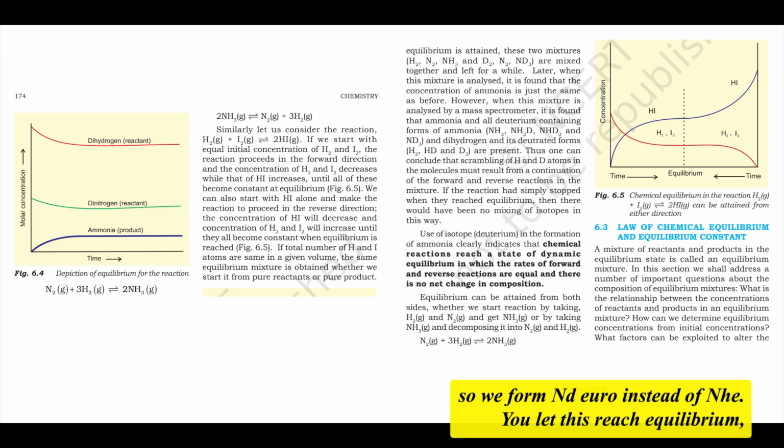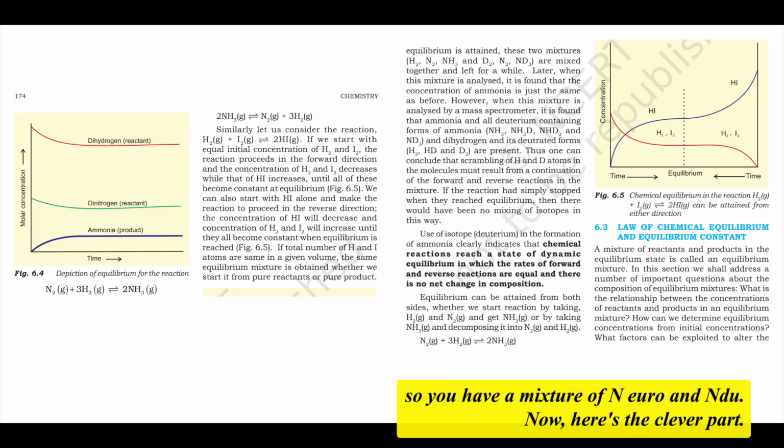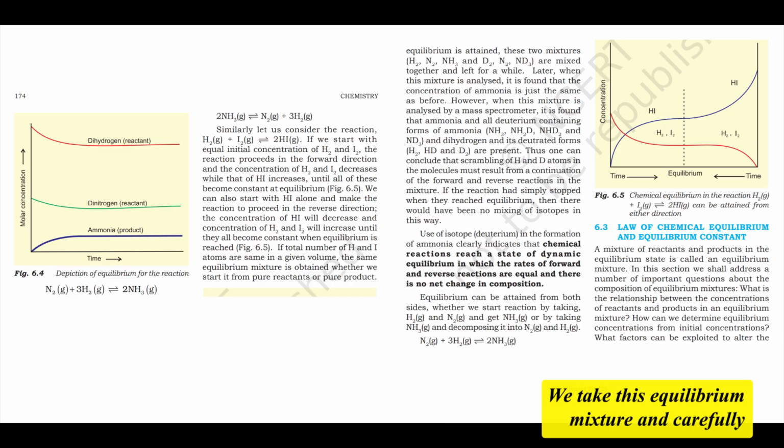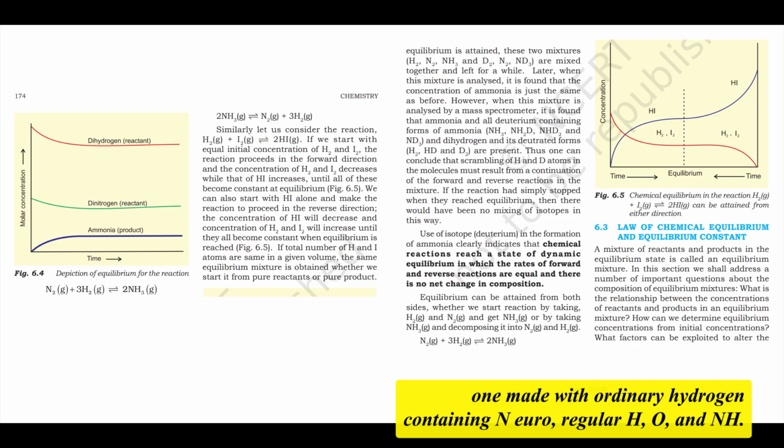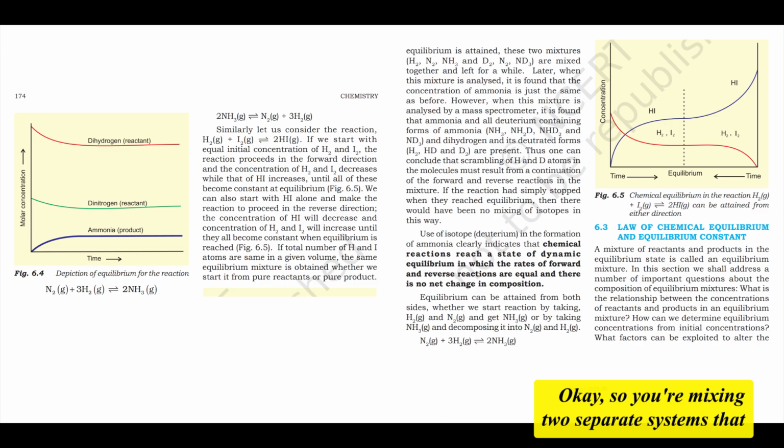You let this reach equilibrium, so you have a mixture of N2 and ND3. Now, here's the clever part. We take this equilibrium mixture and carefully combine it with a different equilibrium mixture, one made with ordinary hydrogen containing N2, regular H2, and NH3. Okay, so you're mixing two separate systems that are already at their own equilibrium points.